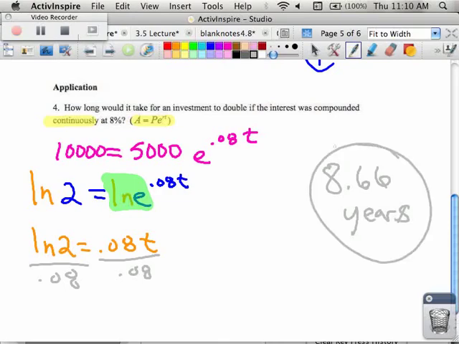So the strategies are the same. Maybe try to get to the same basis. If you have something that has an exponent and an exponential, that's a variable, log both sides. If it's an e, natural log both sides, so undo those.